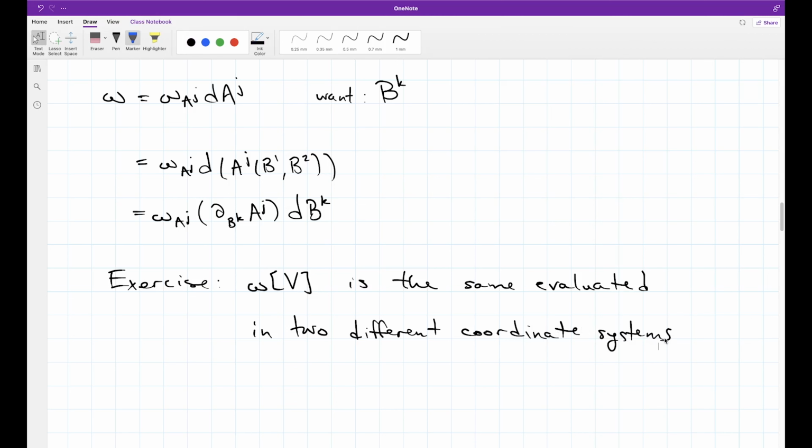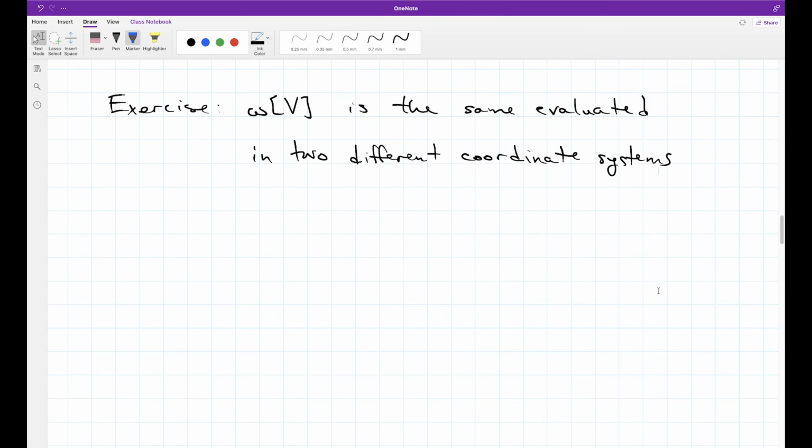Which it should be, because the vector and the covector haven't changed at all. We've just changed the coordinates in which we evaluate them. But if you check on this and use the version of the inverse function theorem that we saw last time, you'll see that this is in fact true. Wonderful.